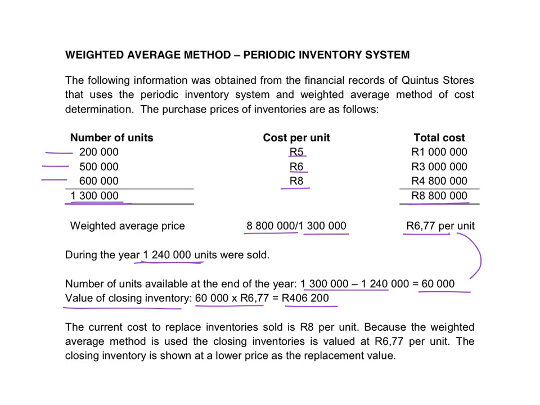buy new units, because the last time that we bought, we paid R8. This average price is R6.77 because the price increased every time that we bought new articles. That means that this R6.77 per unit is lower than the replacement value of R8 because we will pay R8 if we buy new stock at the moment.